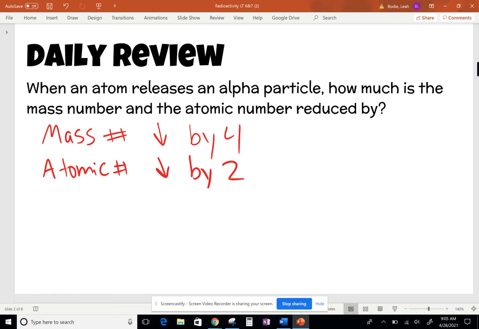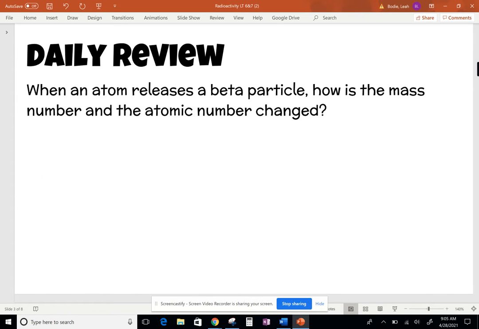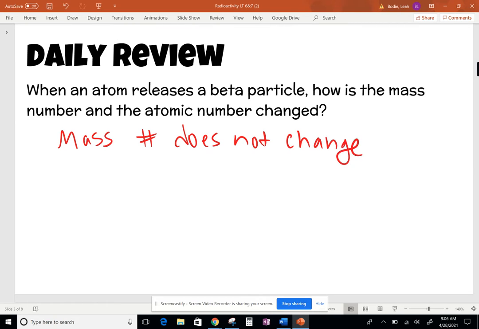All right, let's take a look at our second daily review question. So now when an atom releases a beta particle, how is the mass number and the atomic number changed? So pause the video and write down your answer. So for a beta particle, our mass number does not change. And our atomic number is going to be increased by 1.